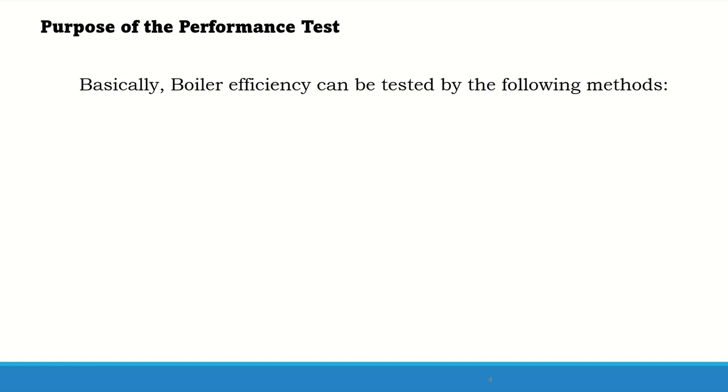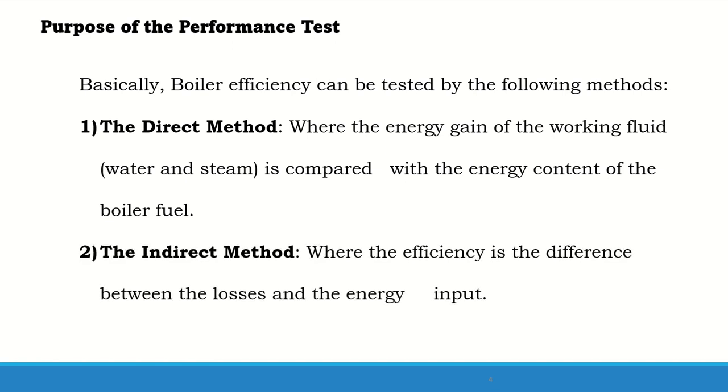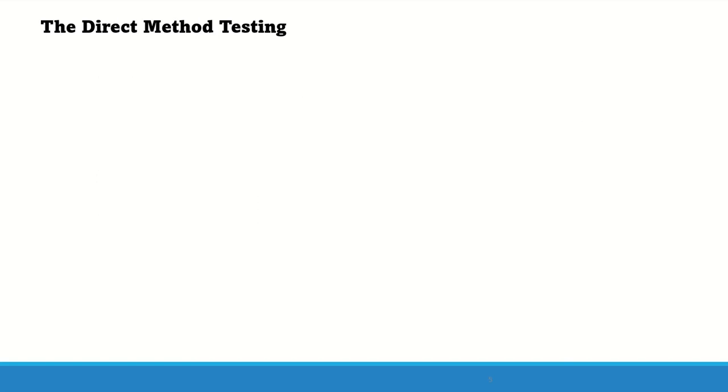Basically, boiler efficiency can be tested by two methods. One is the direct method, where the energy gain of the working fluid is compared with the energy content of the boiler fuel. The second method is the indirect method, where the efficiency is calculated from the various losses and the energy input. Let me discuss one by one.